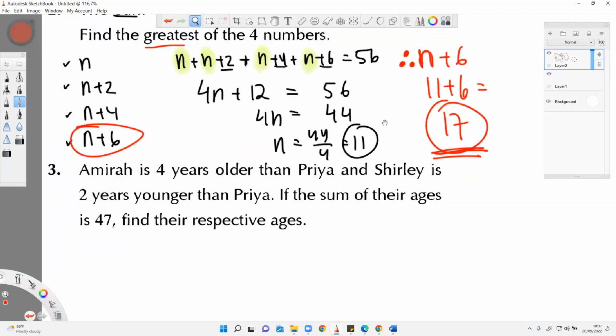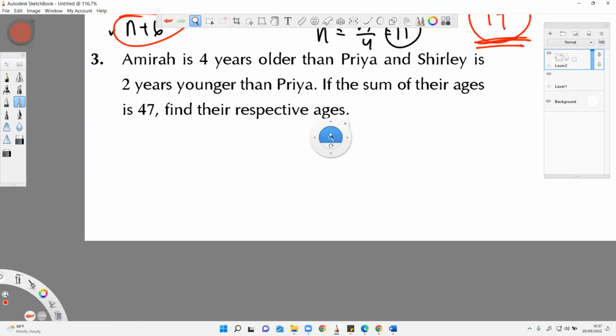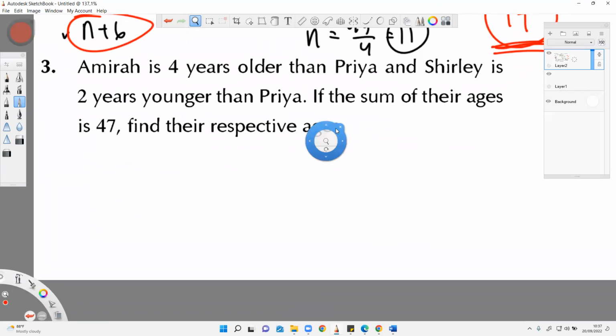Okay, next. Let's see. You don't have to write it yet. Later. Now, Amira, Priya, and Shirley. We have 3 persons here. So first, Amira, I just write A. Priya, P. Shirley, S. Okay, which person is the youngest?